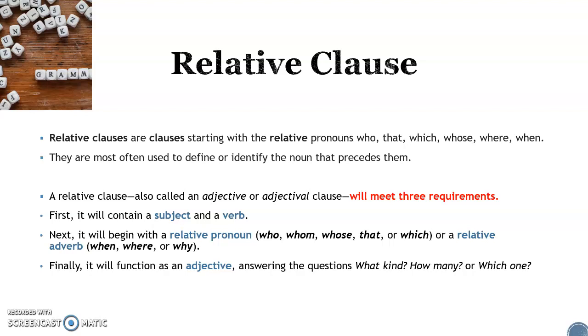First, it will contain a subject and a verb. Next, it will begin with a relative pronoun, which is who, whom, whose, that, or which, or a relative adverb: when, where, or why. Finally, it will function as an adjective, answering the questions what kind, how many, or which one. So as you can see, relative and adverb clauses are very similar. The thing with relative clauses is it's the words that define or identify the noun that precedes them.